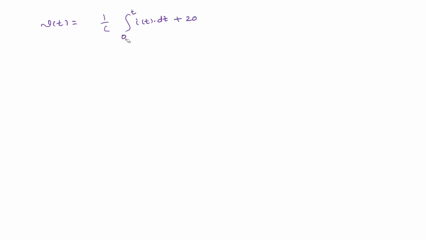In other words, the lower limit will be minus infinity, so there is no more 20 here. If you make the limit 0 here, its initial value is 20. This 20 equals 1 by C times the integration from minus infinity to 0 of I of t dt. Understood? So why this minus 20? This is from the initial conditions. Okay, so find out its integration.